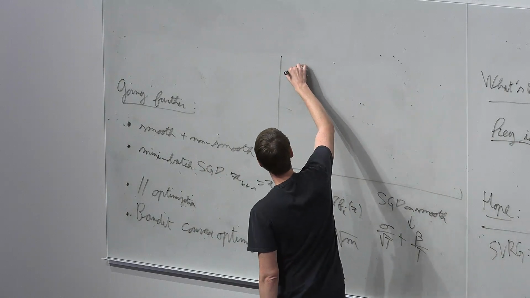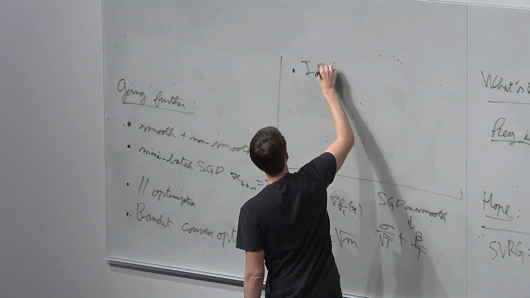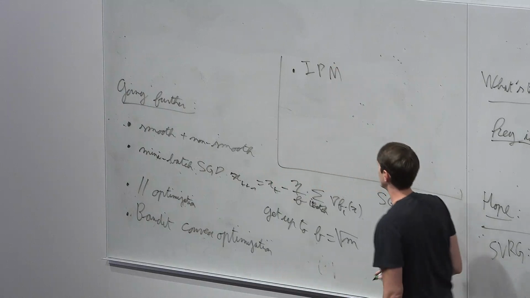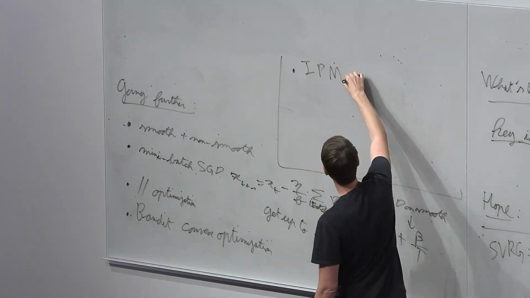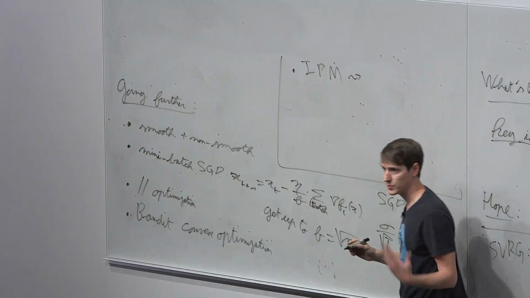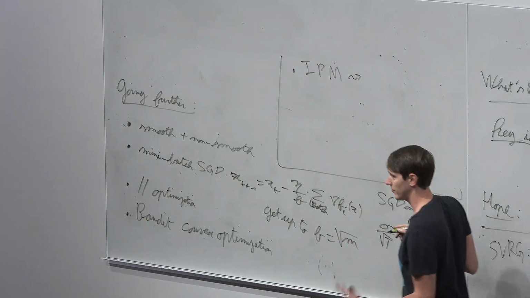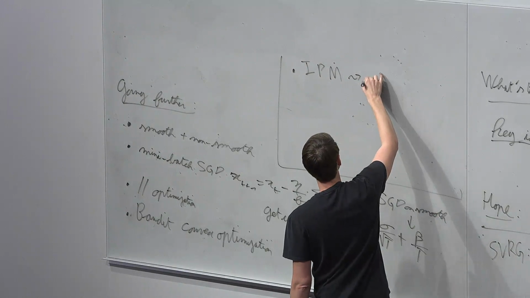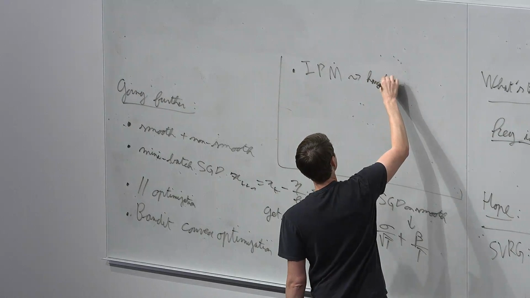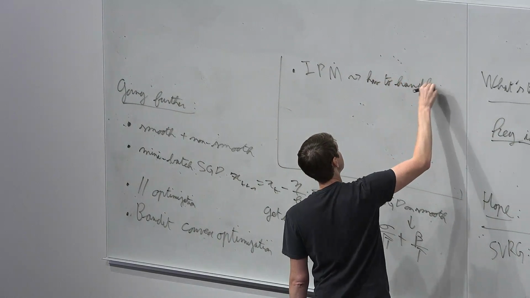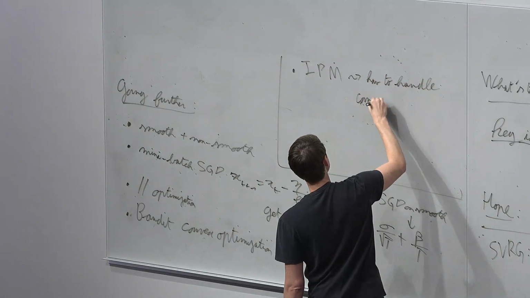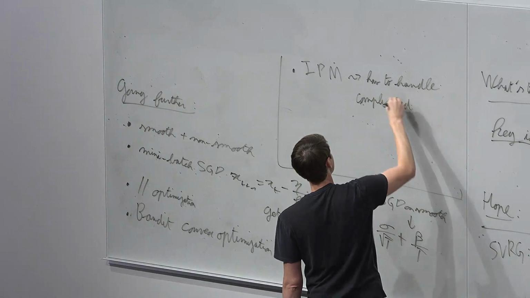One entire class of algorithms that we did not touch is interior point methods. So interior point methods are roughly in the vein of the cutting plane method. They are kind of an improvement of cutting plane. This is how to handle complicated constraints, complicated K.